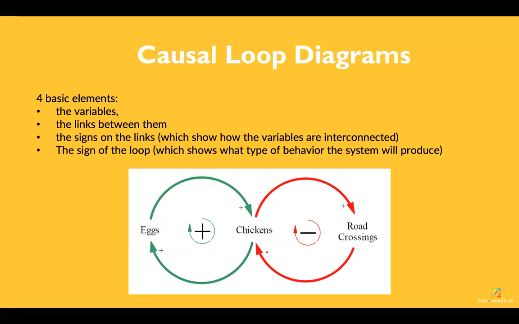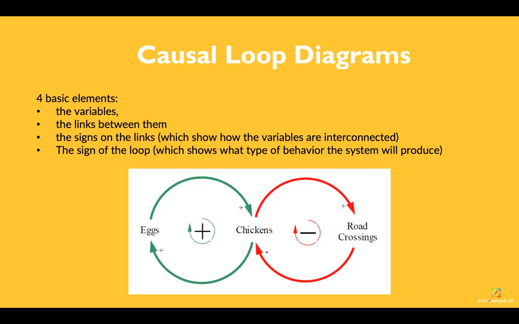So for example, here is an example. More eggs mean more chickens. More chickens mean more eggs. So it's a plus loop. We call it a reinforcing loop. And then if you have more chickens, however, there's another problem. More chickens will go to the road crossing. However, the road crossing will kill the chickens because chickens are not very good at crossing roads. So you have a negative loop. We call it a balancing loop.